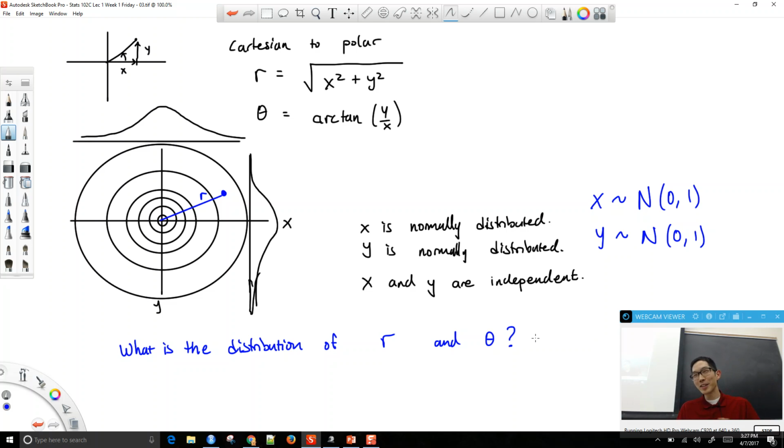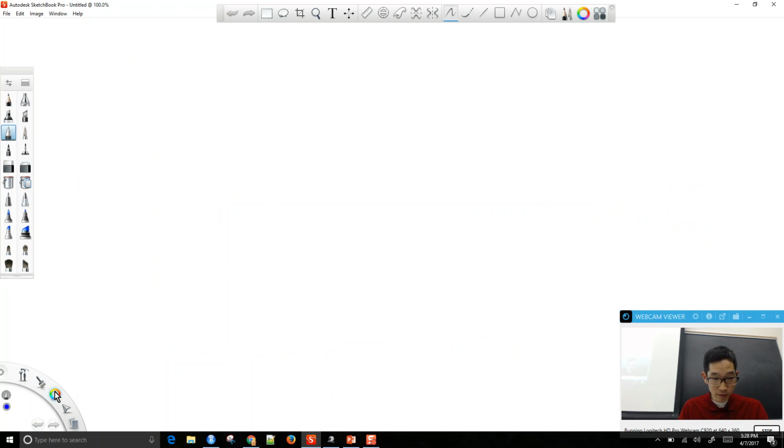Well, we're not going to do rigorous proofs here, but I'll show you some stuff. Okay, so we're going to try to figure out the distribution of r and theta, okay? And so keeping in mind some of this stuff, right? So in general, something like this.